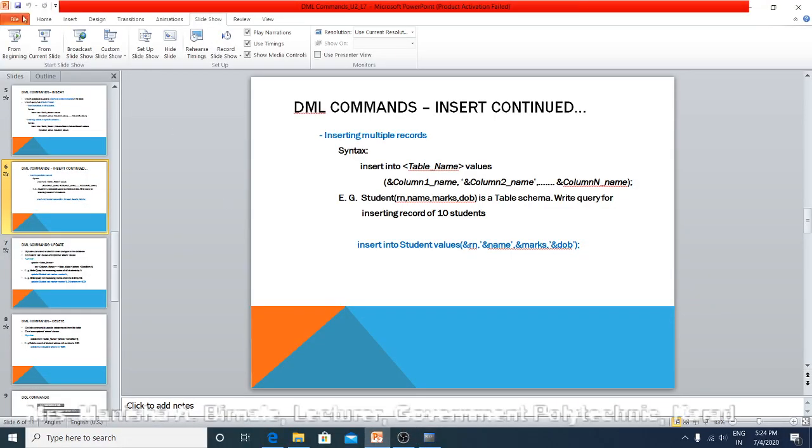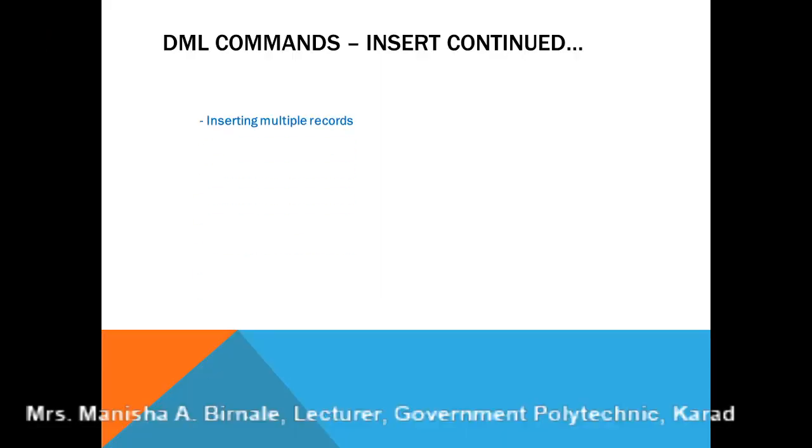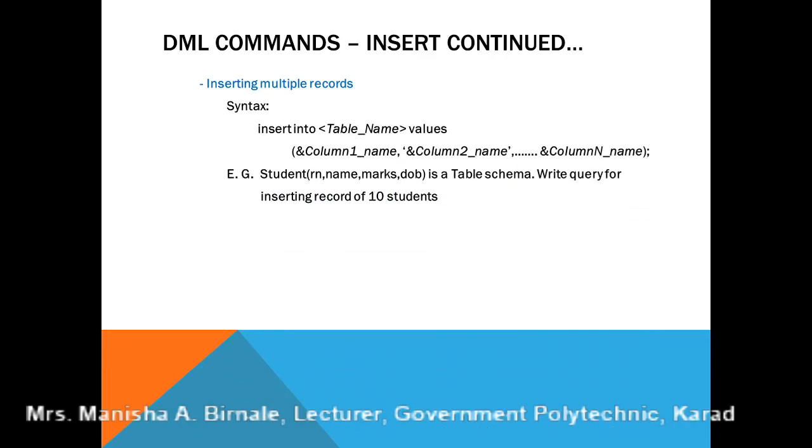So let us see data from our table. Select star from student. So here you can see the data from the table. Using third form of insert, we have inserted 3 records using single command. In this way, you can insert multiple records using single insert command. You can insert 10 records, you can insert 20 records.